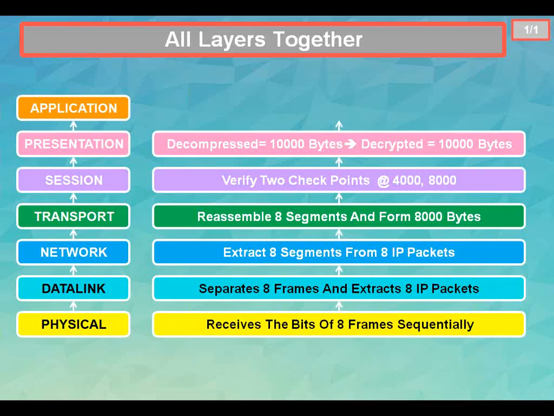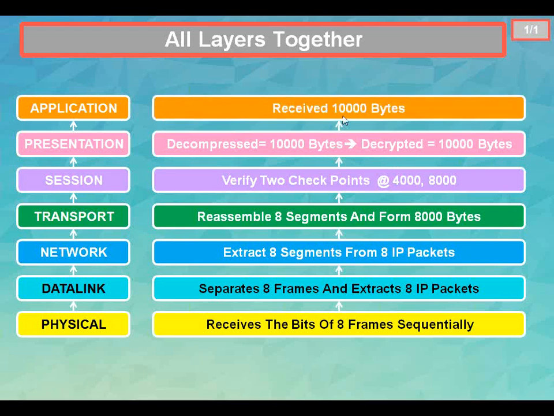What is the job of the presentation layer? Convert it into normal format before it is sent to application. Okay, so it converts it into normal format. Decryption took place. Then the decrypted 10,000 bytes are forwarded to application. Application received those 10,000 bytes.